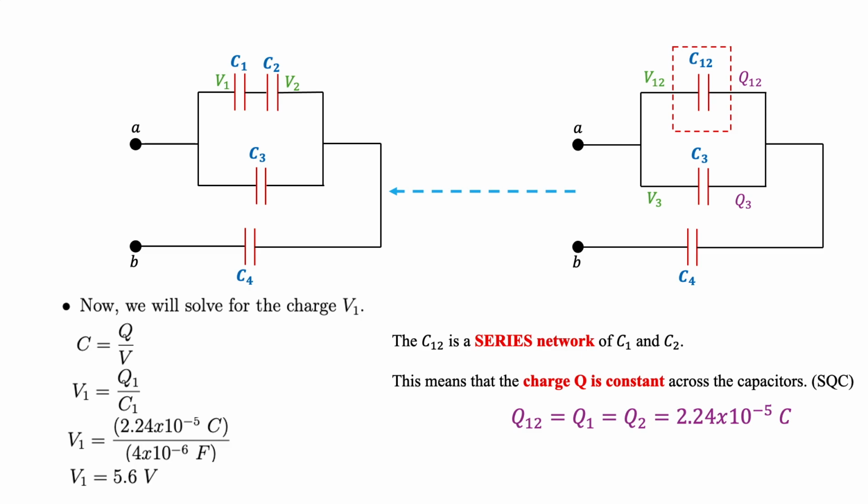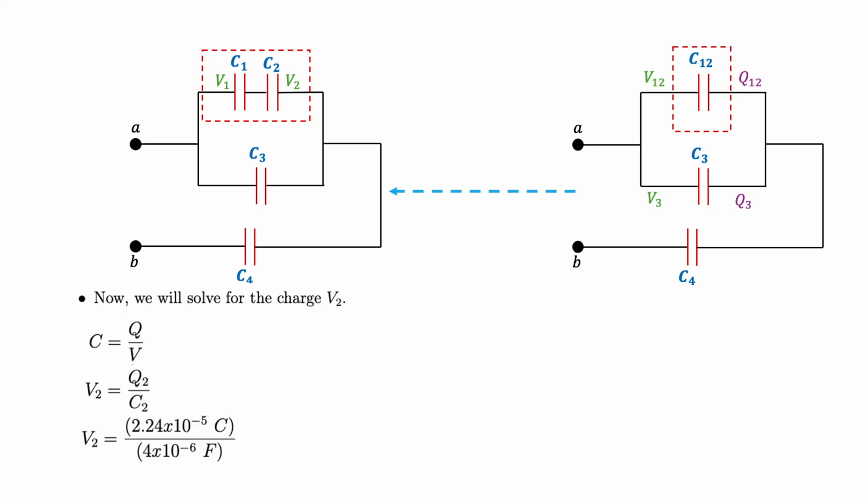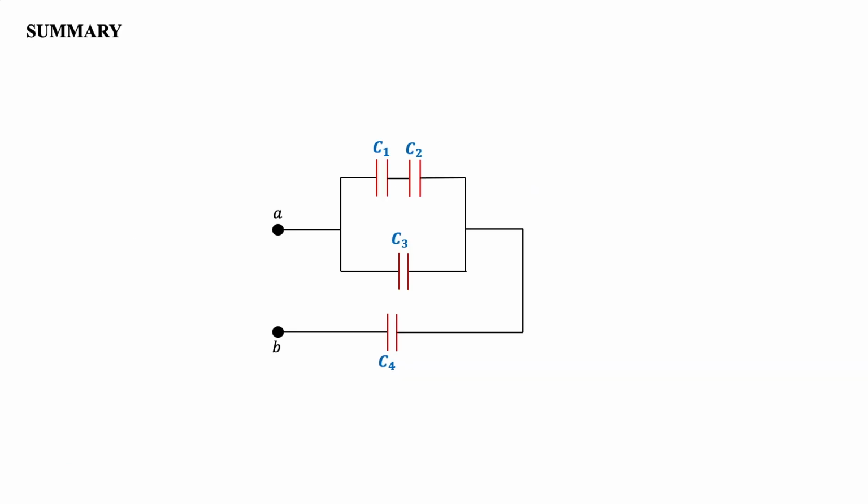So we simply substitute the values, and plugging in the values in your calculator, you end up with V1 to be 5.6 volts. Now at this point, we do the same thing for your capacitor 2 and solve for the voltage across that capacitor. So V2 is equal to Q2 over C2. Substitute the values, and you end up still with the same value, 5.6 volts. Alright, so in summary, we have solved everything now.